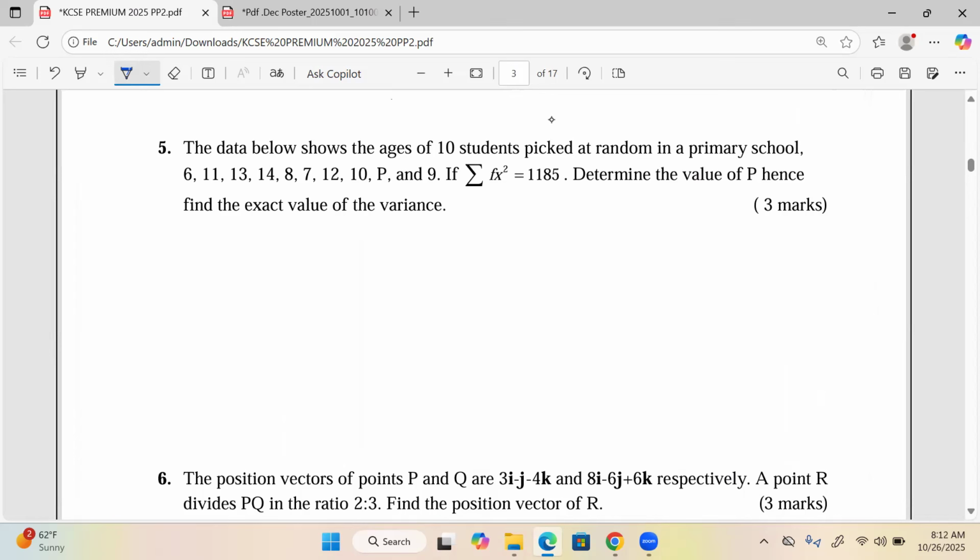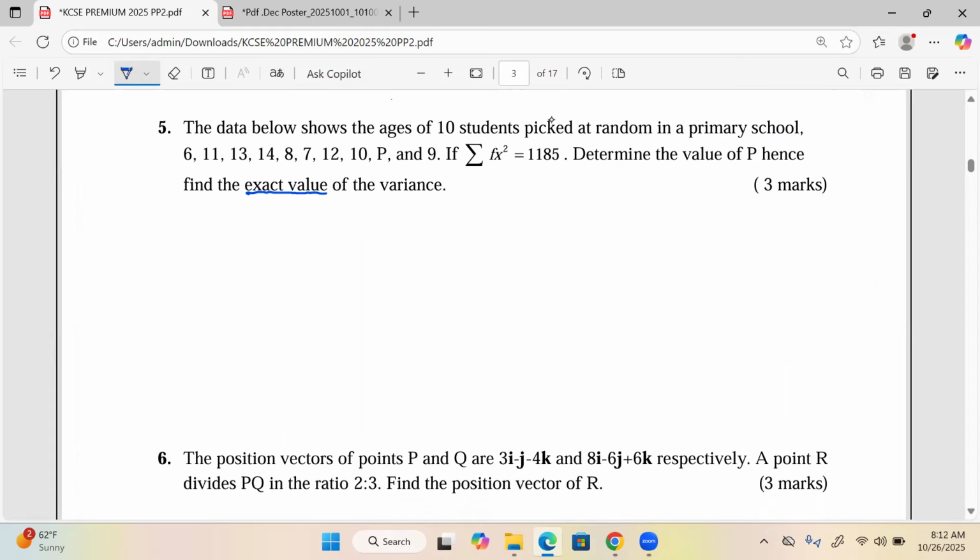Looking at number 5 now, ladies and gentlemen, the data below shows the ages of 10 students picked at random in a primary school: 6, 11, 13, 14, 8, 7, 12, 10, p, and 9. If the summation of fx squared equals 1185, determine the value of p, hence find the exact value of variance for this particular data. Exact value. I'll be mentioning something about that word, exact value, as we continue.